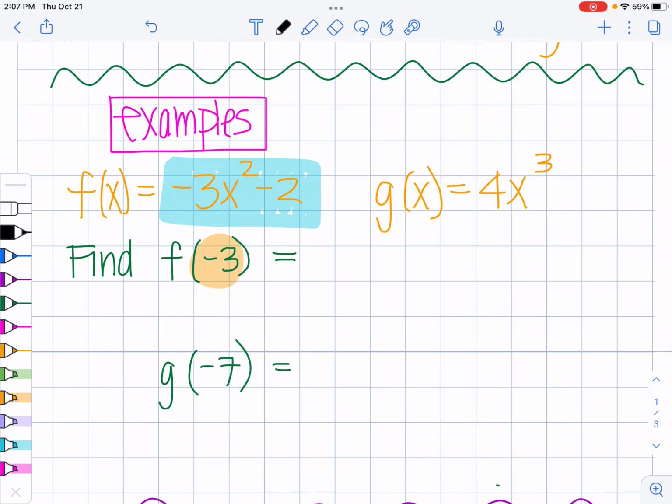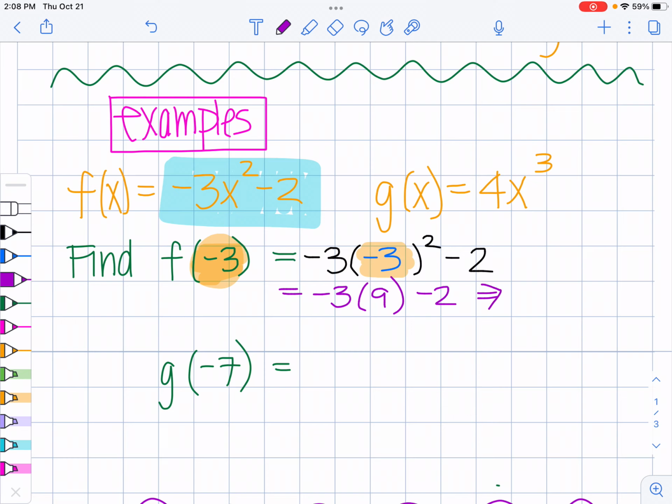So I'm going to set up my skeleton. My skeleton says -3 times blank squared minus 2. What number do I plug in here? Well, they told me I have to plug in a -3. So this is going to say -3. Now I just evaluate. I use my order of operations, my PEMDAS. Please excuse my dear Aunt Sally. So first I have to do my exponents. -3 squared is 9. Then I multiply. -3 times 9 is -27. And -27 minus 2 is -29. So f of -3 equals -29.